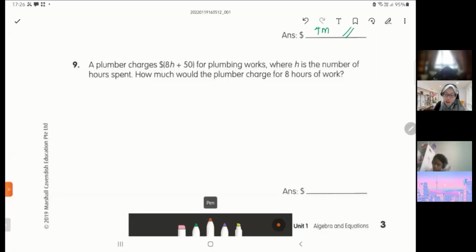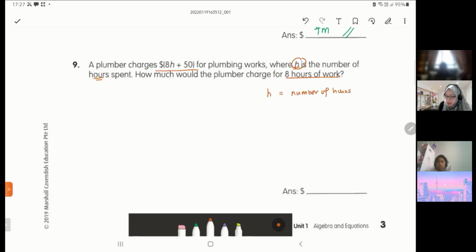Okay. A plumber charges $(8H + 50) for plumbing works, where H is the number of hours spent. How much would the plumber charge for 8 hours of work? In this case, I know that he charges a certain amount for the work that he has done. They say that H is the number of hours. So if you're not sure, H is equal to the number of hours.